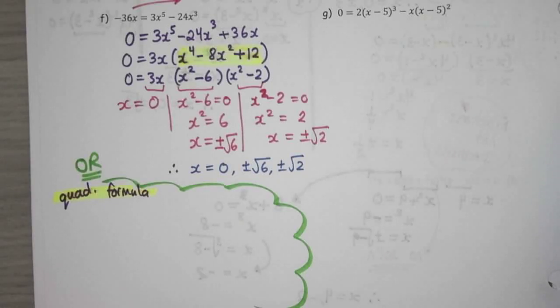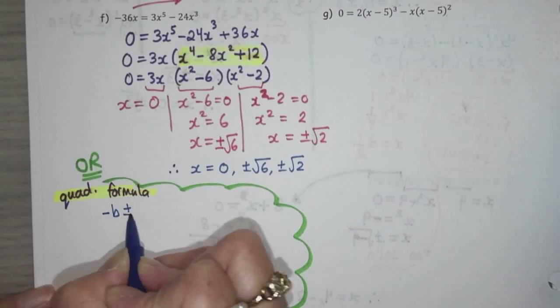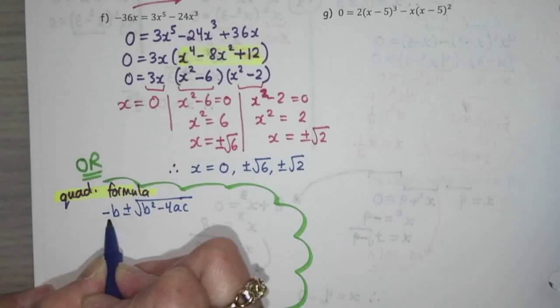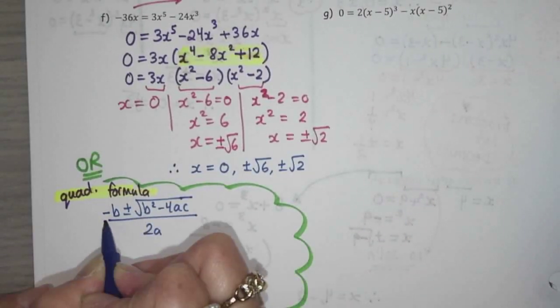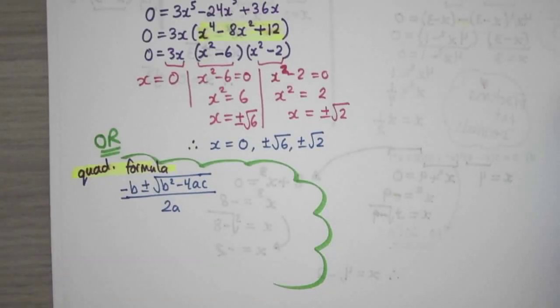Let me just remind you of it. So it's going to be negative b plus or minus the square root of b squared minus 4ac all over 2a. True? No. I'm wrong. I'm going to take a mark off myself. What did I forget to do?